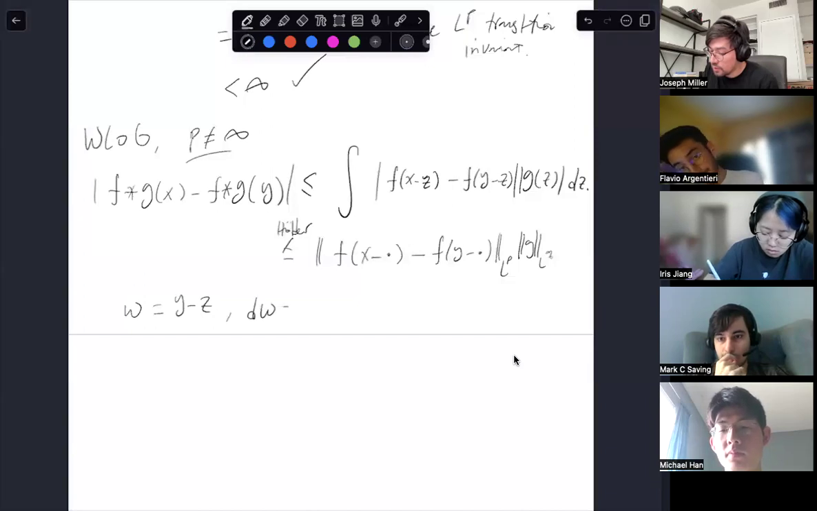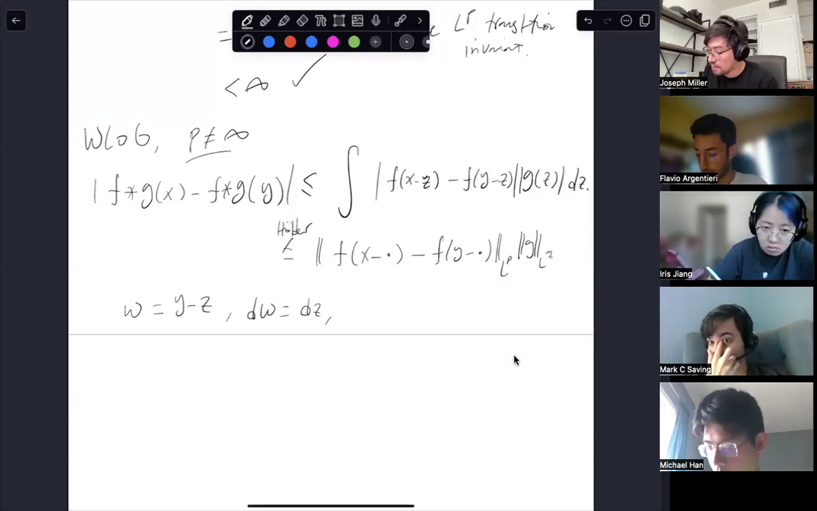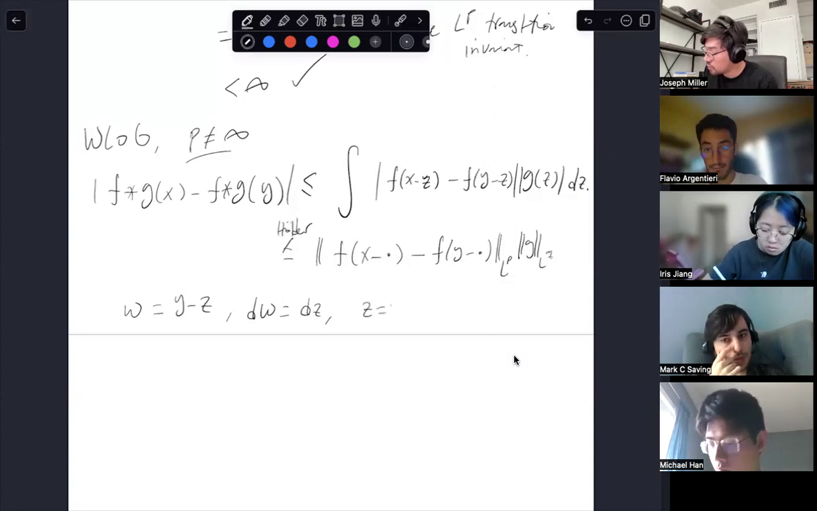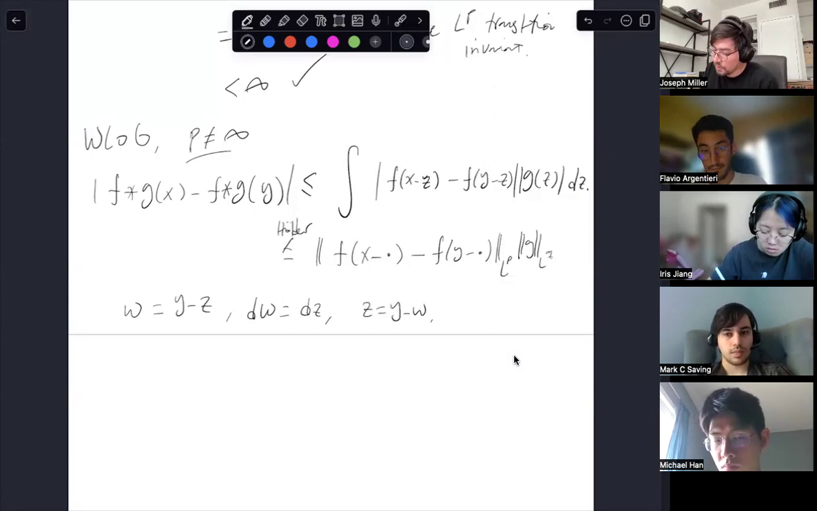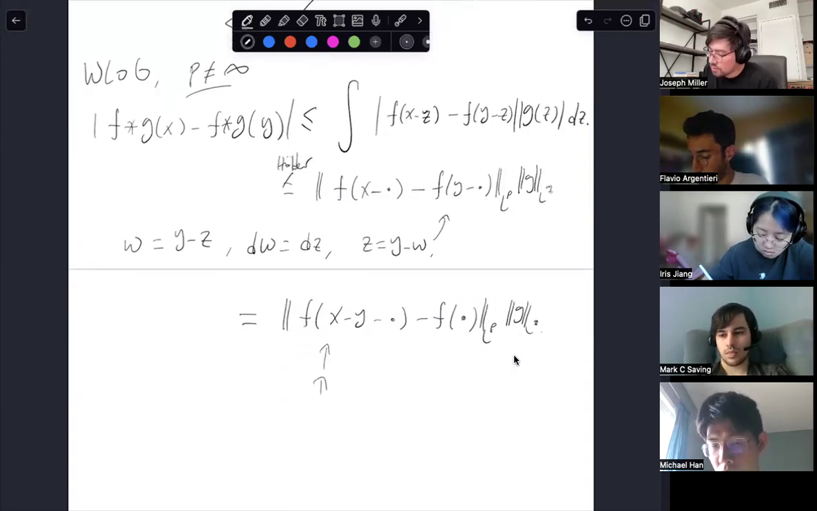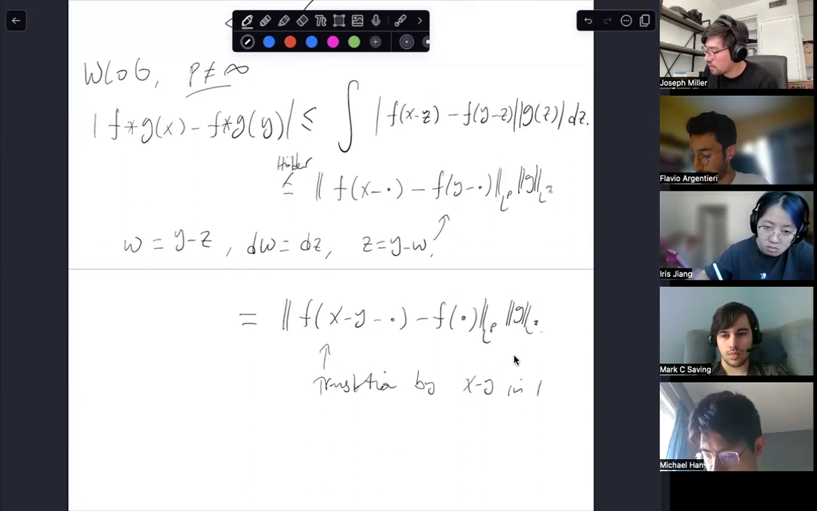Then dw equals dz. And I have z equals y minus w. So when I change variables like this in here, this guy is actually going to be equal to f of x minus y minus f of this, LP, g, LQ. Okay, and so this is a translation by this vector x minus y in Rn.